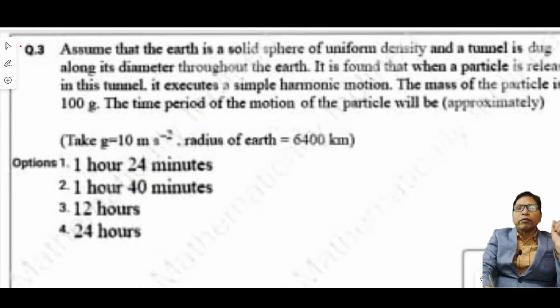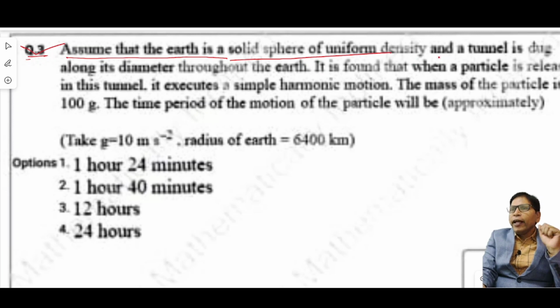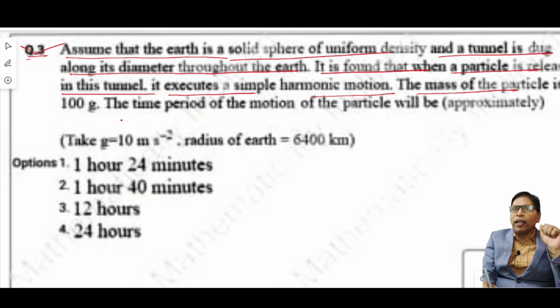This is question number 3. Assume that the earth is a solid sphere of uniform density and a tunnel is dug along its diameter throughout the earth. It is found that when a particle is released in this tunnel, it executes a simple harmonic motion. The mass of the particle is 100 gram. The time period of the motion of the particle will be.